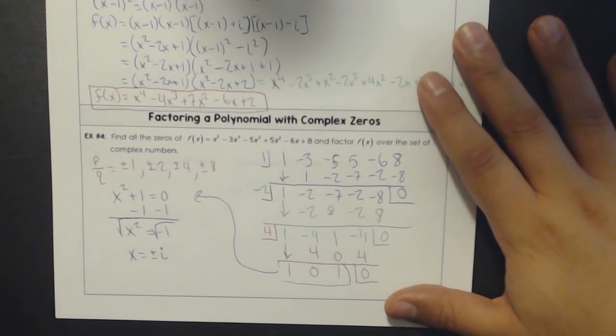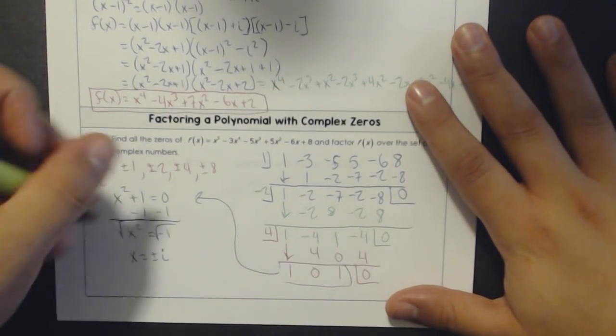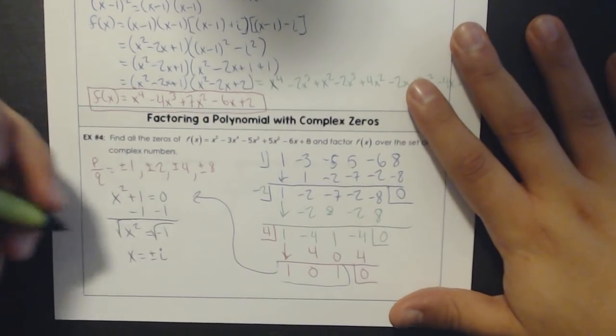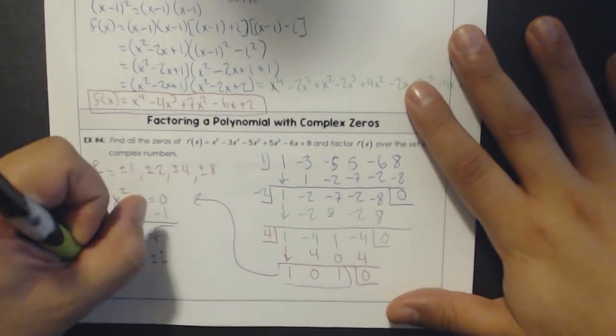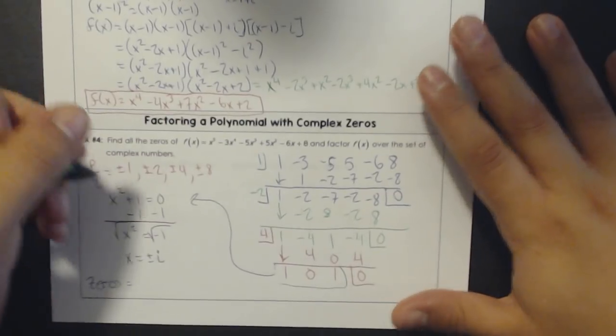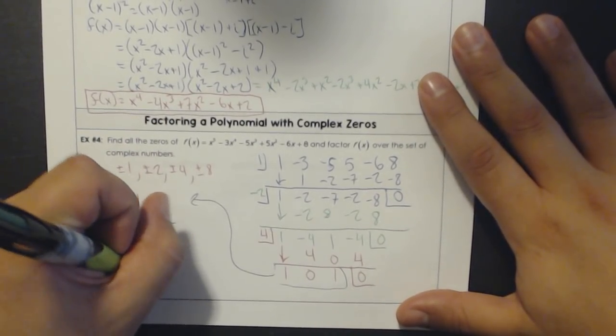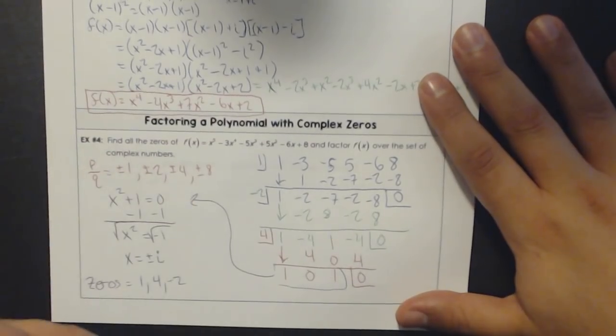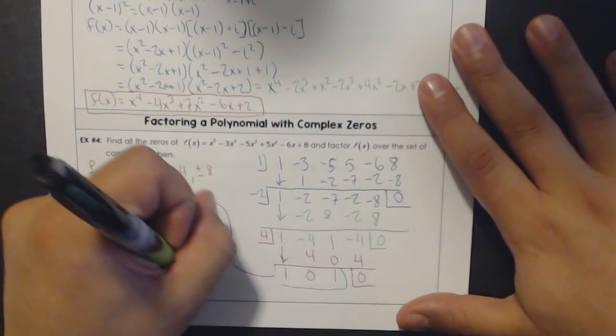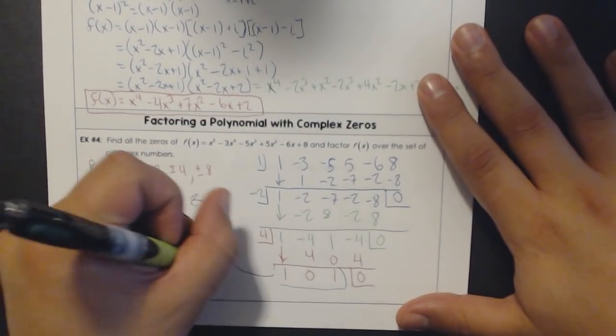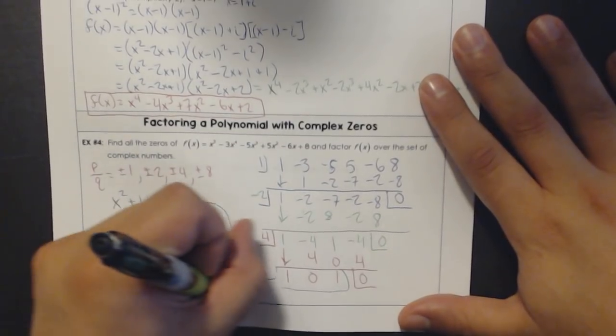So my final answer here of my factors, or even just listing out the zeros, my zeros are 1, 4, -2, and I get i and -i. And that's my answer.